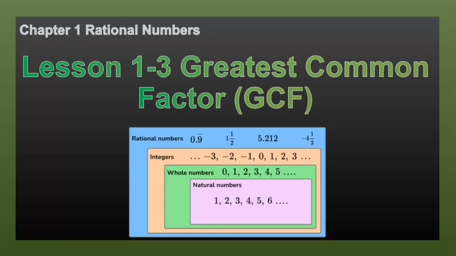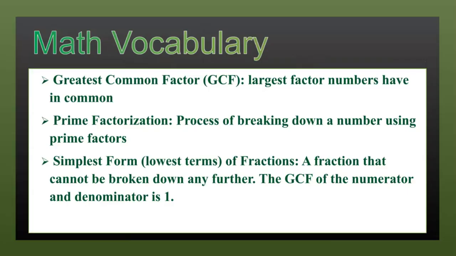So first, let's go through some vocabulary. The greatest common factor, or the GCF, just means the largest factor numbers have in common. Prime factorization is a process that you can use to break down a number using just prime factors. Now, a prime number is just a number that has exactly two factors. So a couple prime numbers would be 2, 3, 5, 7. Those are the main ones that you're going to use most often when you're prime factorizing a number.